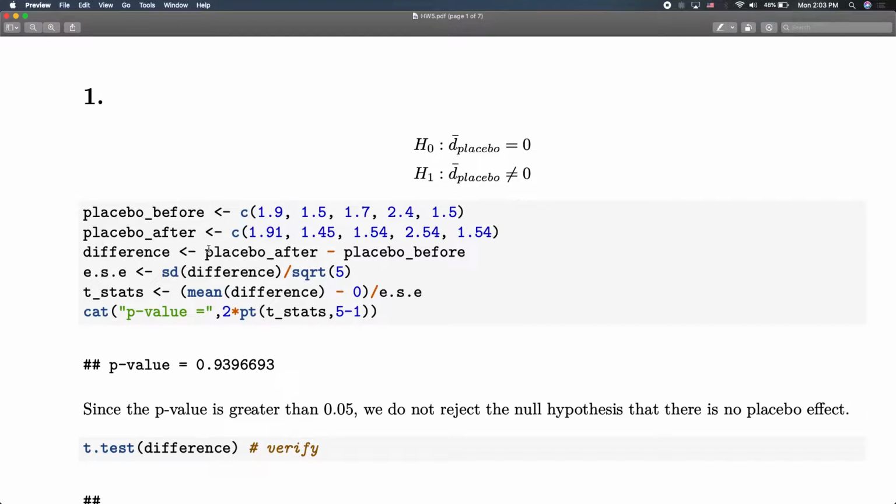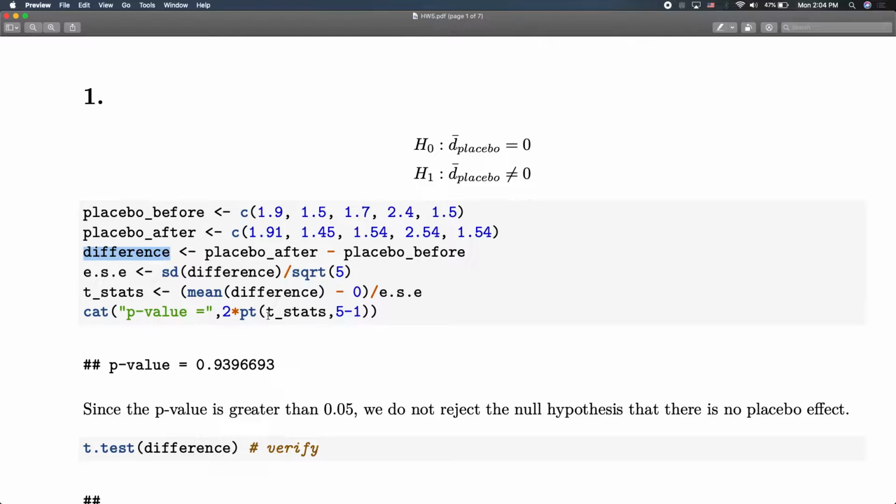And d is referring to the difference, where we take the after-placebo 5 numbers minus the before 5 numbers element-wise, and we'll have another vector of 5 numbers, which we represent as the difference, d. And then d bar is just the average of the 5 numbers that we just calculated. With these new 5 numbers, we then calculate the estimated standard error, which is the standard deviation of the 5 numbers divided by the square root of 5, which is the sample size.